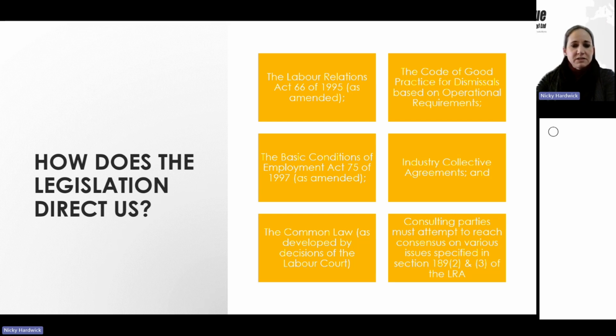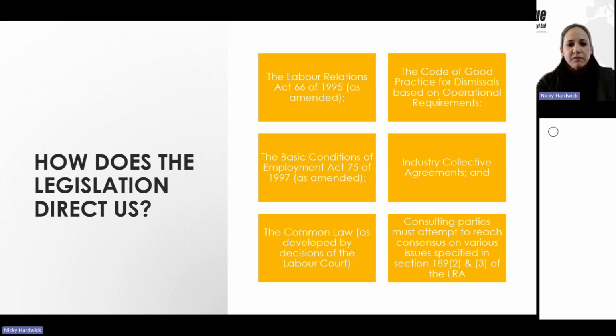Is it 1 week per completed year? Bargaining councils very often will have 2 weeks per completed year. So it's important to understand at what point do you give notice, at what point do you need to pay notice, how does it work? Is it 2 weeks? Is it 4 weeks? What are you required to be doing?